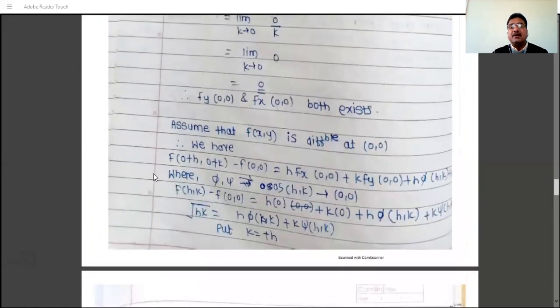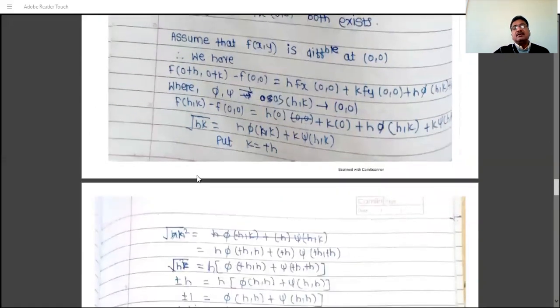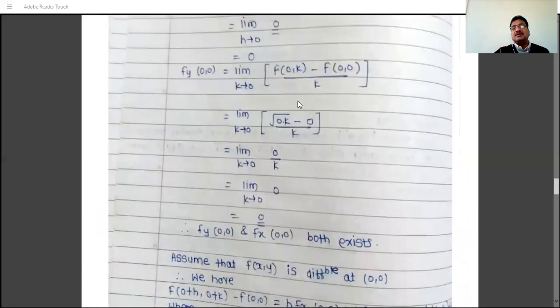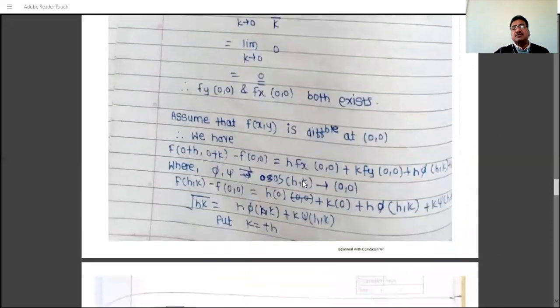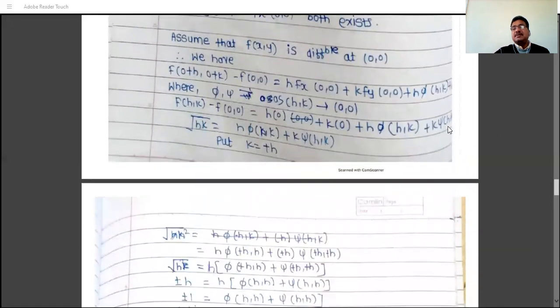Since the function is differentiable at (0,0), we have f(0+h, 0+k) minus f(0,0) is h fx(0,0) plus k fy(0,0) plus h phi(h,k) plus k psi(h,k), where the limits of phi and psi as (h,k) tends to (0,0) are 0. So what is f? Then f(0+h, 0+k) is f(h,k) minus f(0,0) equals h fx(0,0), and here fx(0,0) is 0, fy(0,0) is 0, plus h phi(h,k) plus k psi(h,k).